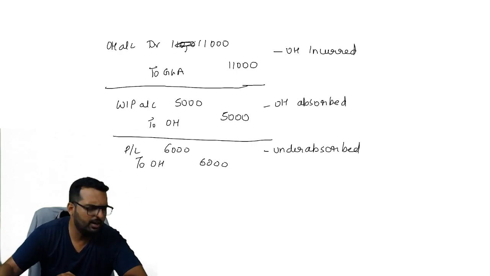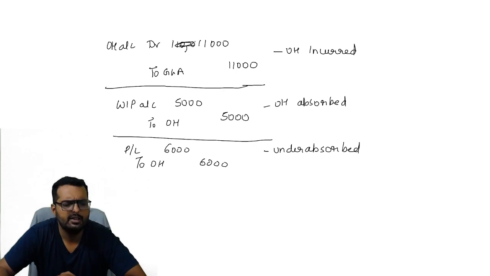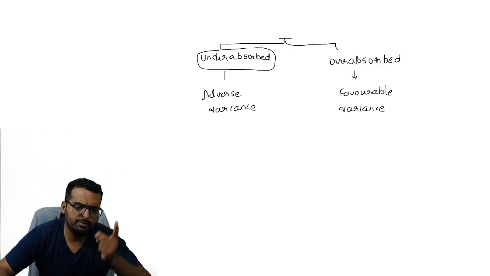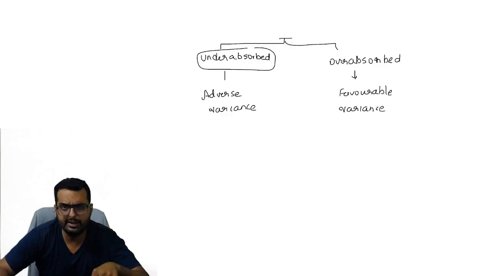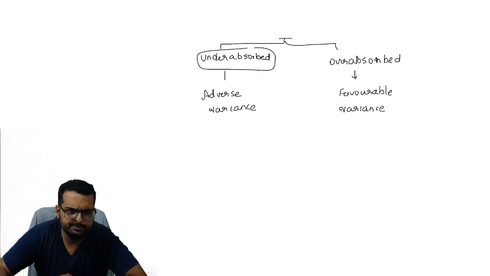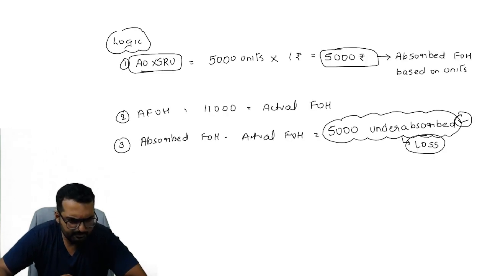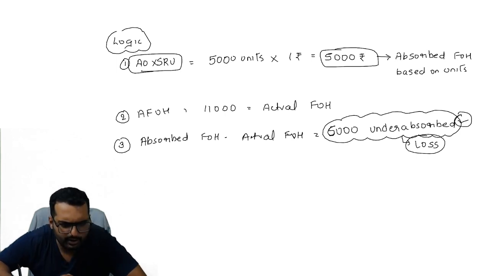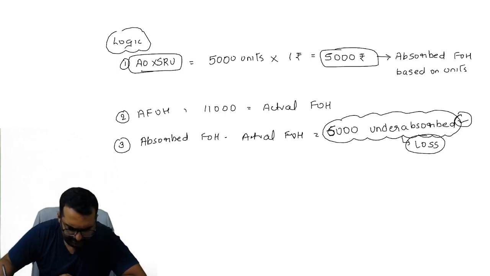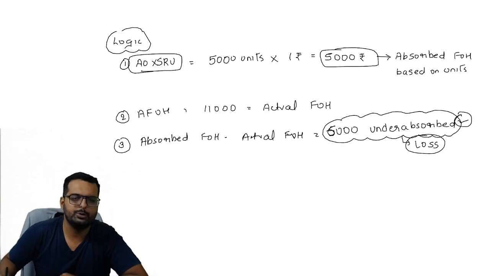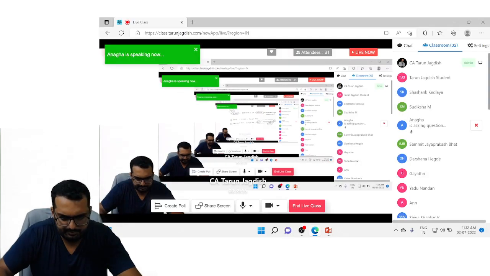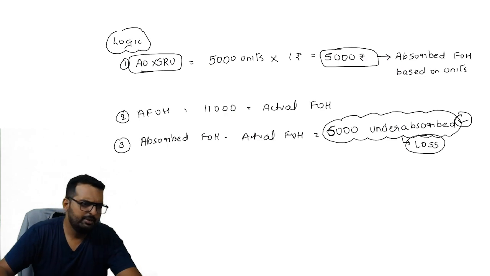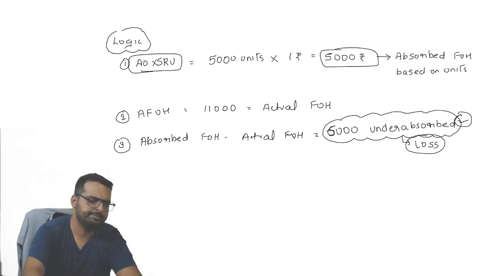Are you clear now, Anagha? I'm speaking to Anagha, right? Yes. Okay. So under absorbed is always adverse. Over absorbed is always favorable. Are you clear now? Oh, okay. That's where you must have got confused. Sorry, Anagha. It is 6,000 under absorbed. Yes. Okay. Thank you. Please write down this in your books now, friends.